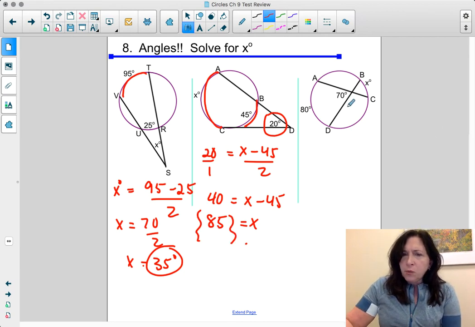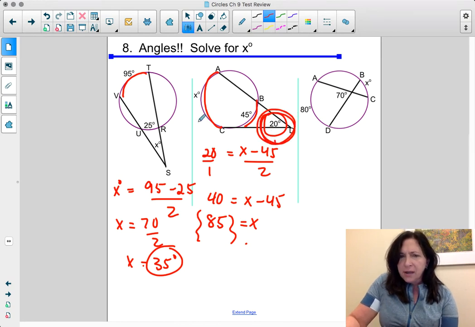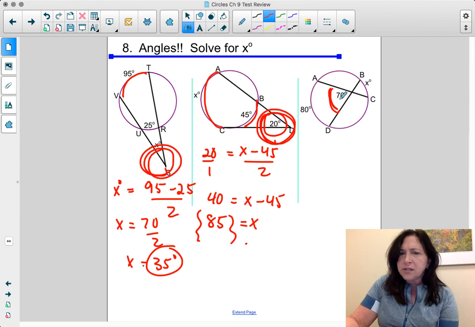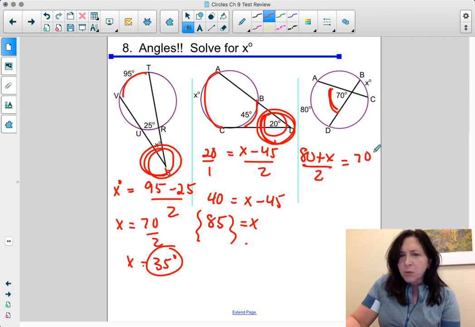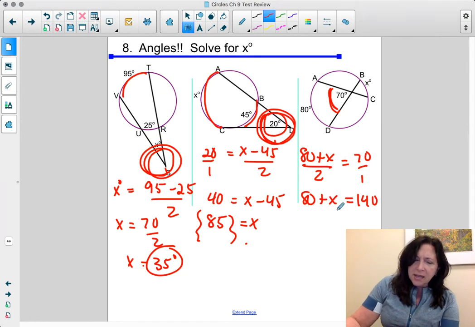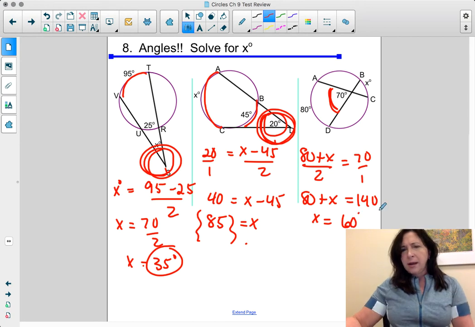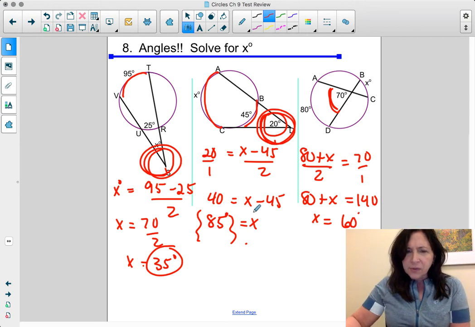And for this one, because the chords are inside, I'm going to add. See, when my angle that I'm trying to find is outside, you subtract. But if the angle that I'm trying to find, which is formed by 2 chords, is inside, then I have to add. So you're going to go 80 plus x divided by 2 is equal to 70. We're going to cross multiply, and we're going to get 80 plus x is equal to 140. I'm going to subtract 80 from both sides, and I'm going to get x is equal to 60 degrees. Oh, and by the way, x, that was also a degree.